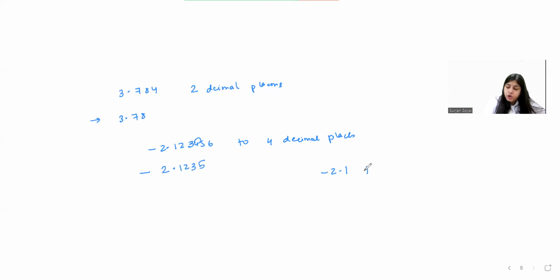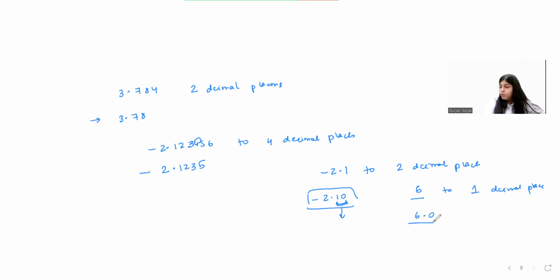Similarly, if I tell you minus 2.1 to two decimal places, then it would be minus 2.10. Remember, two decimal places have been set, so you need to show the two decimal places. Even if it is number six to one decimal place, your answer would be 6.0. Your answer should be 6.0. I hope it's clear with all of you.